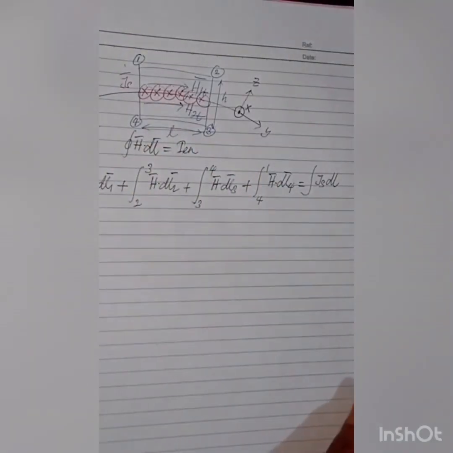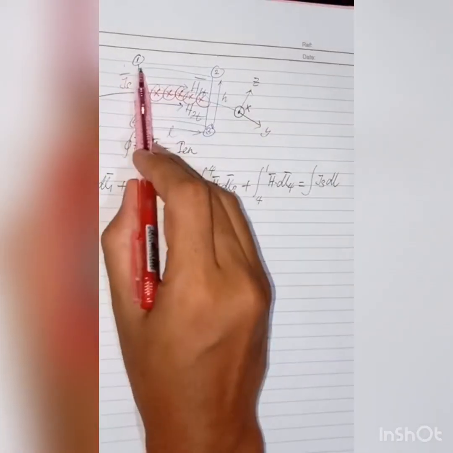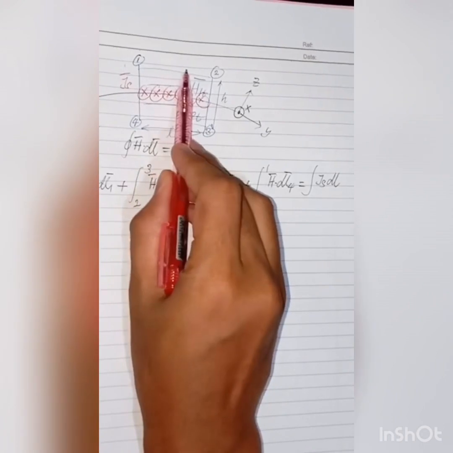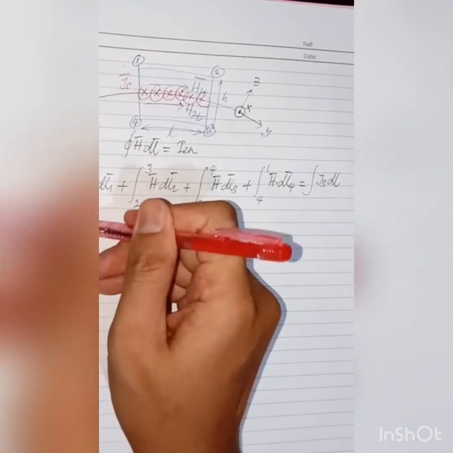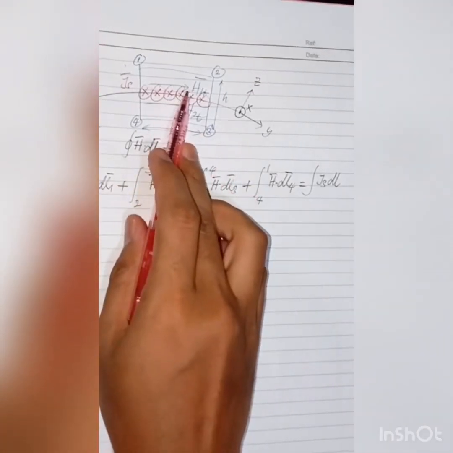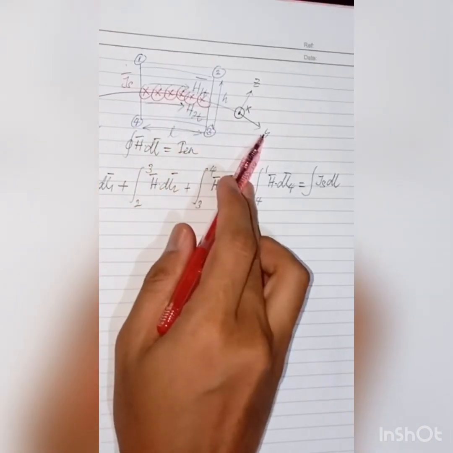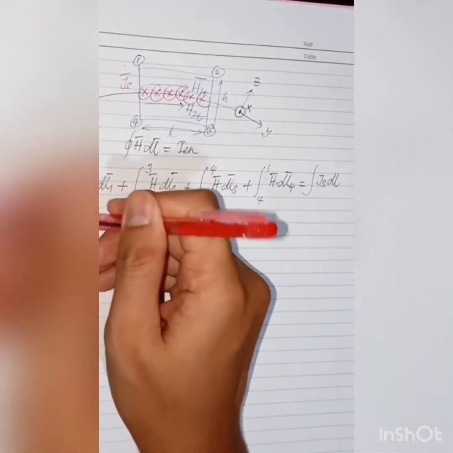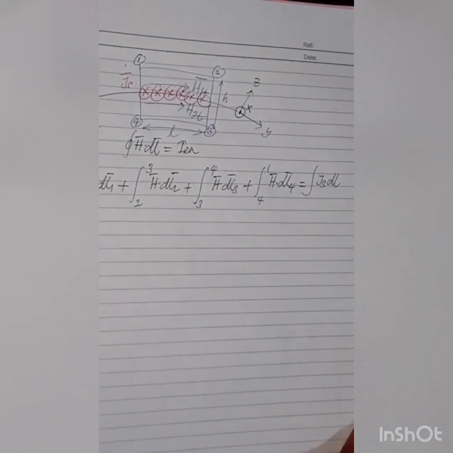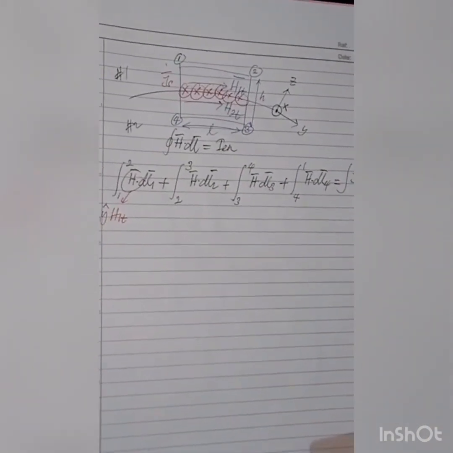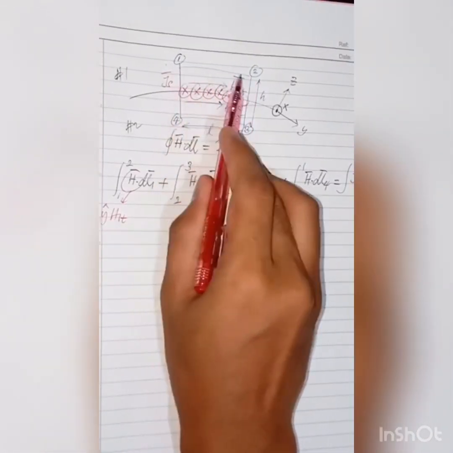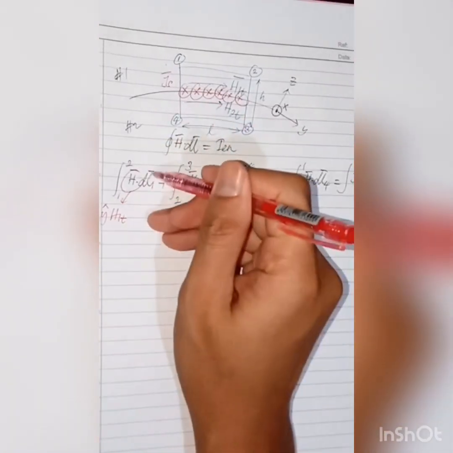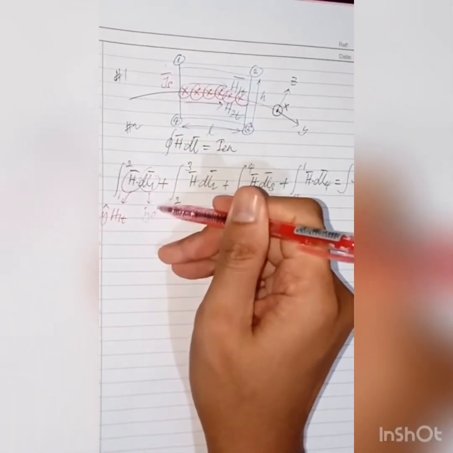All right, okay guys, so let's analyze one by one. For the first path, from 1 to 2, the only H that exists is H1t, isn't it? So you can simply change H to H1t, which points along the positive y direction. So here you simply change to the positive y direction. And since the path from 1 to 2 lies along the y-axis, you simply change this element dl 1 to y dy.